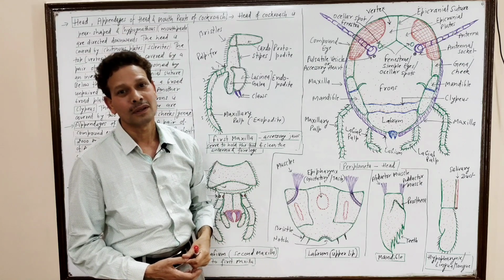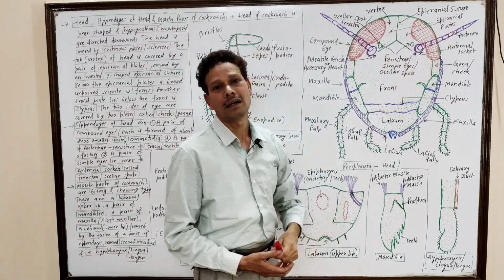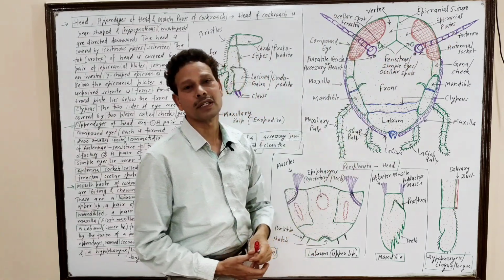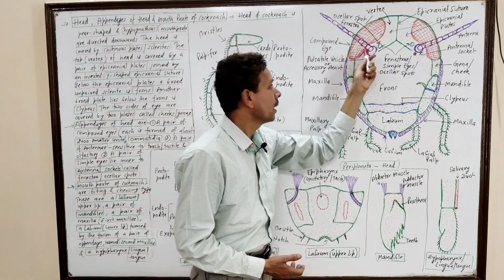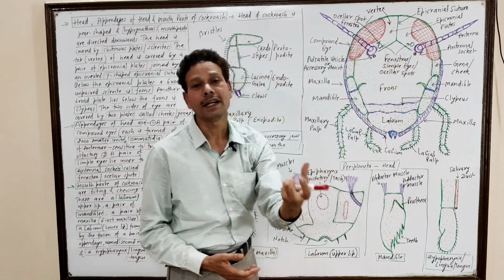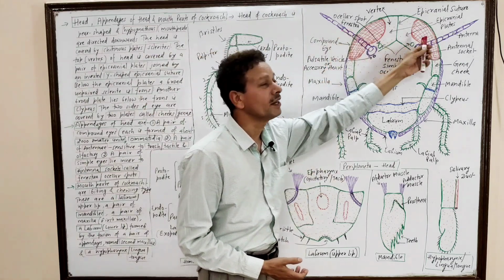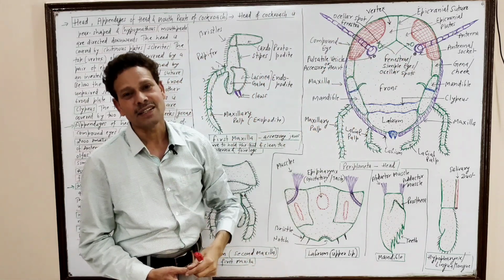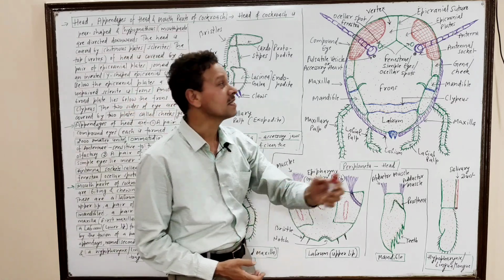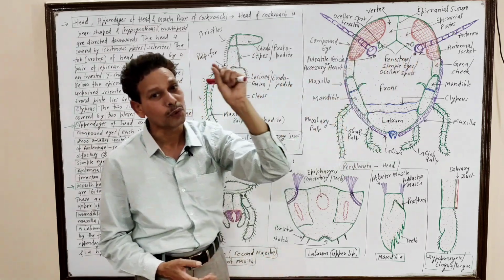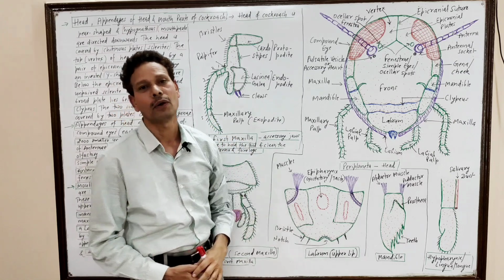Appendages of head: these are a pair of antennae. These are sensory structures, and each antenna arises from an antennal socket. These are jointed structures, and each antenna acts as a tactile and olfactory organ. It means these antennae are sensitive to touch as well as sensitive to smell. These are olfactory organs.